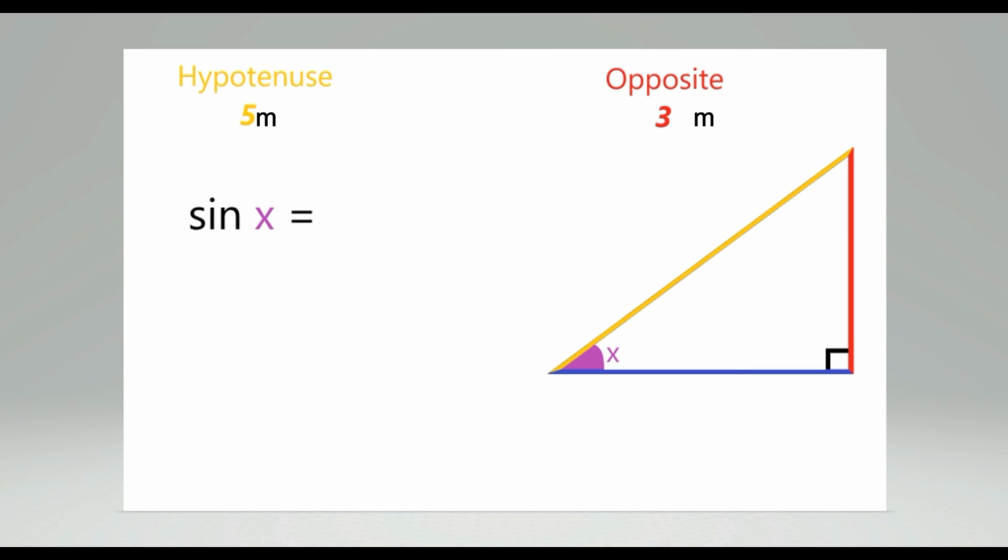I will now substitute the hypotenuse and the opposite by these numbers. Therefore, sine x is equal to 3 over 5. So there is our ratio, but we are not done yet because we need to find the angle. To find the angle, you need to use inverse sine.